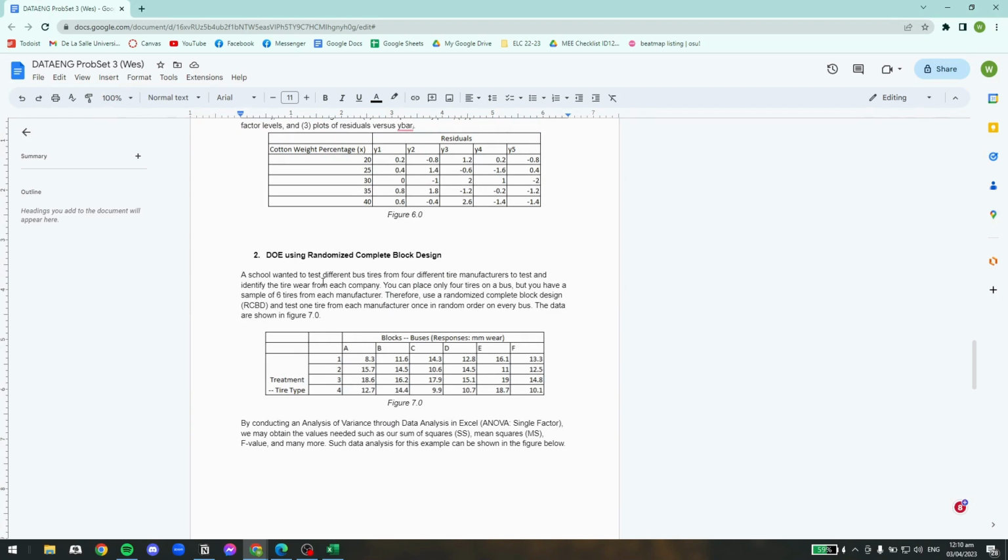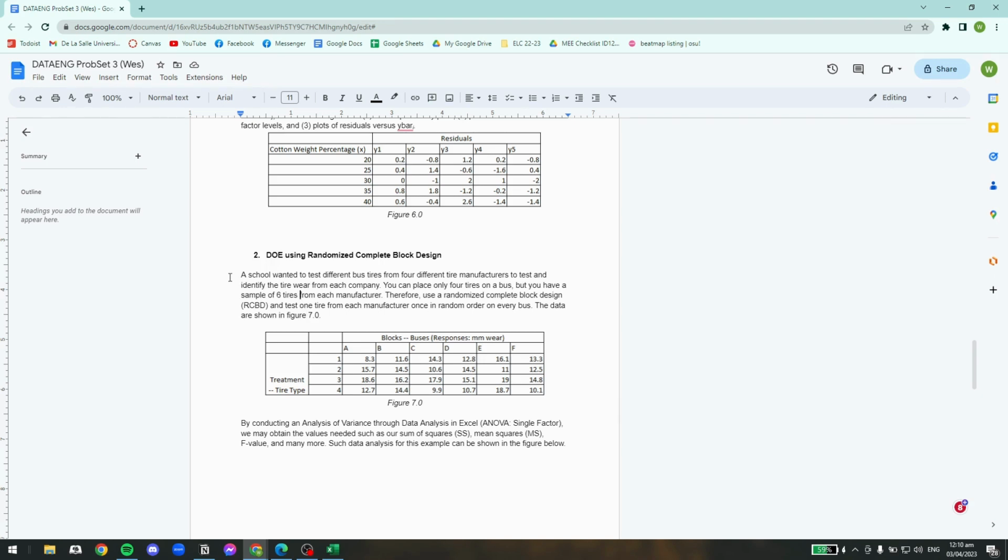The randomized complete block design basically differs from the completely randomized design, wherein the experimental units are now grouped into blocks, where these blocks isolate the known variation. Likewise, the treatment combinations are assigned randomly to the experimental units within the block. So now that we know that, let's go on to our example.